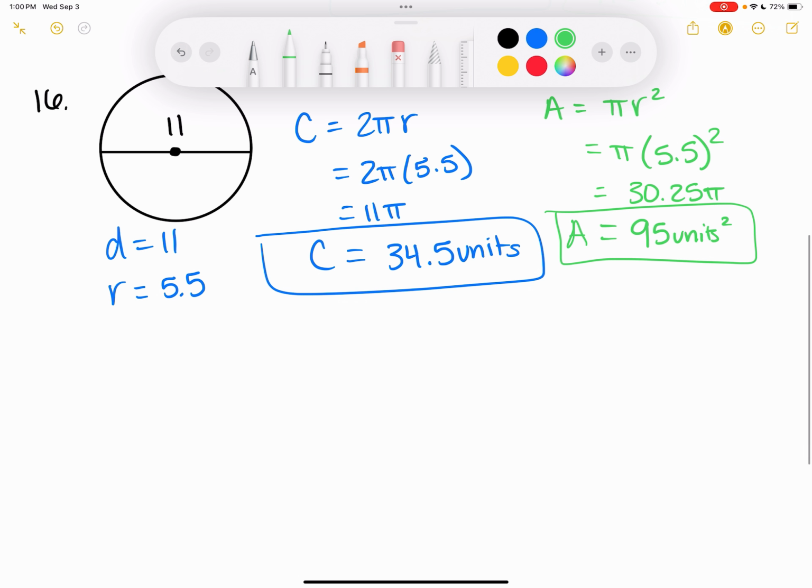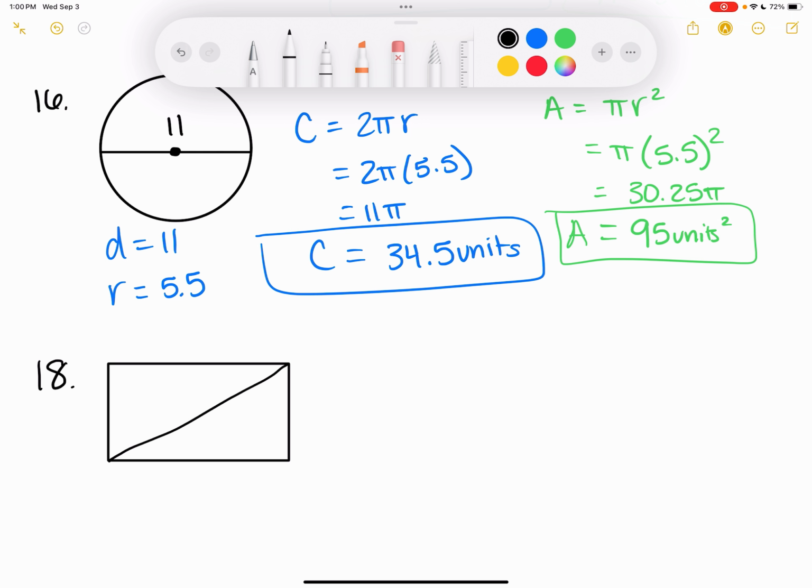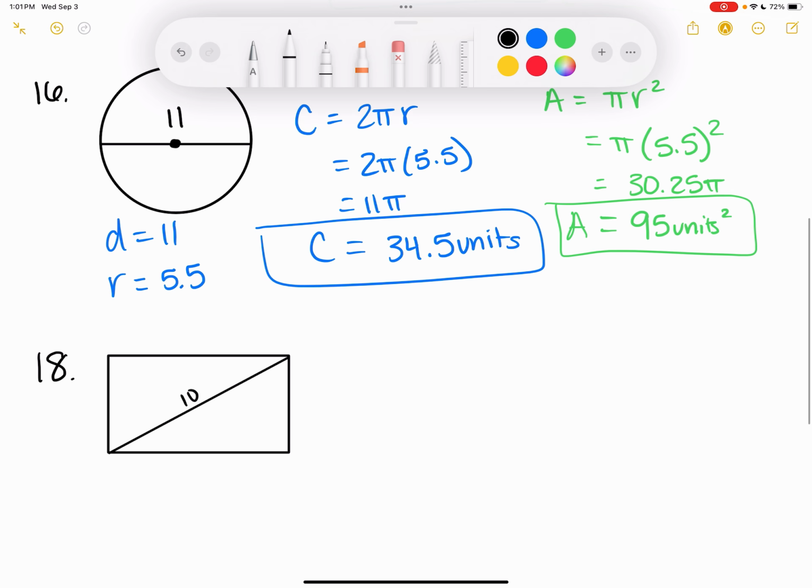All right, 18, just because this one's a little bit weird. It's a rectangle. However, they have put a diagonal line through it, and they've told us that this diagonal is 10. This side over here is 6, and they've marked that all my corners are 90 degrees and they're all congruent, and that's all they've told me so far.